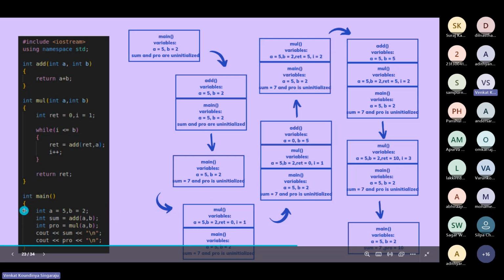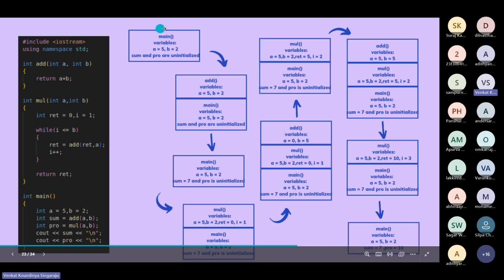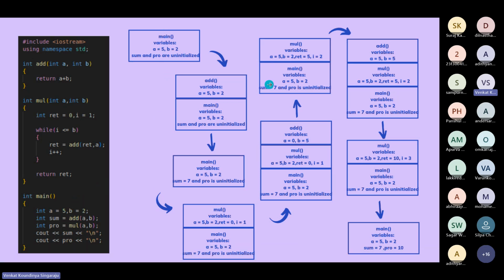When the program's control is at this line, this is how your stack looks. Because at this point, you only have your main function. Main function is the only function that is running at this point of time when the control is here. So you have memory only for the main function. And what are the variables present in main? They are a and b. A is equal to 5, b equal to 2, and sum and pro are still uninitialized.